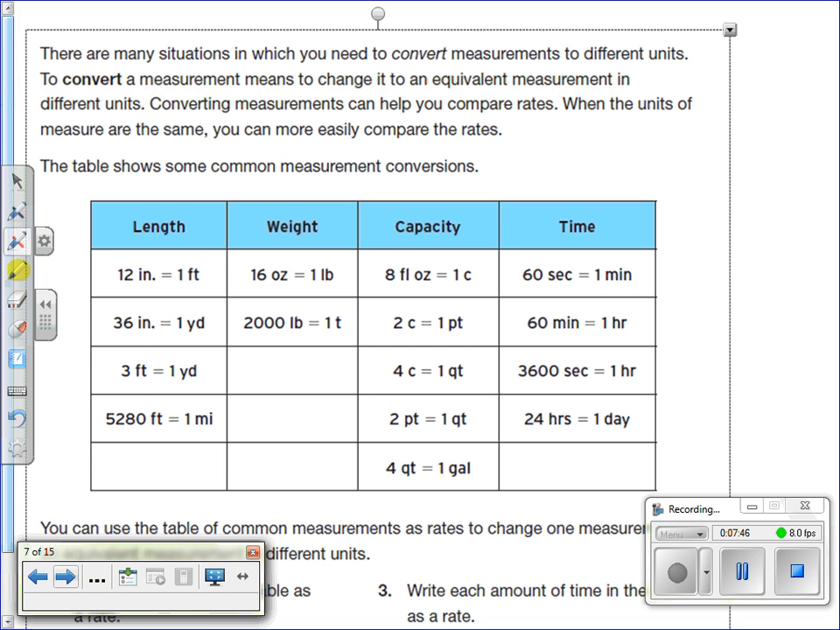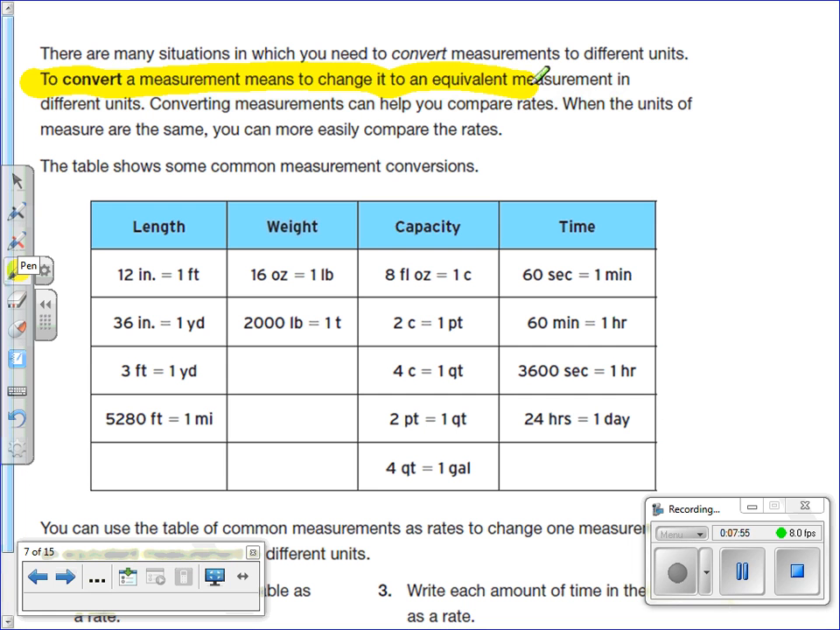There are many situations in which you need to convert measurements to different units. To convert a measurement means to change it to an equivalent measurement in different units. Converting measurements can help you compare rates. When the units of the measure are the same, you can more easily compare the rates.